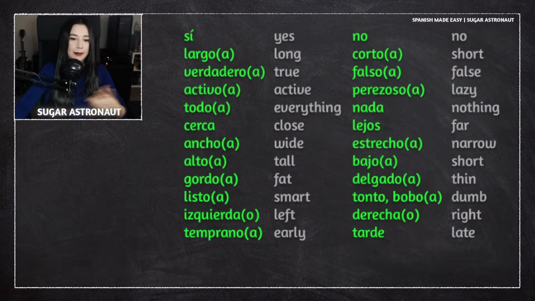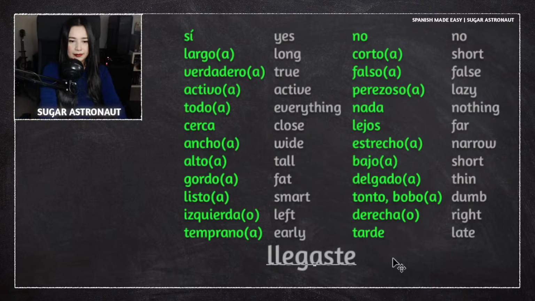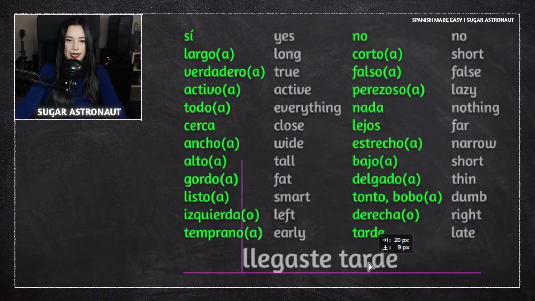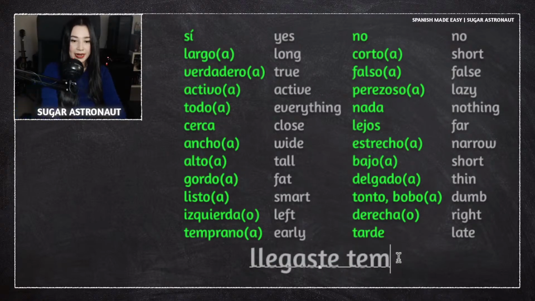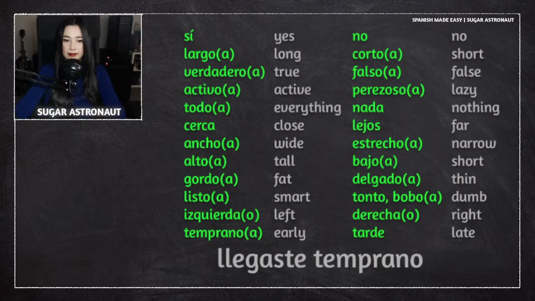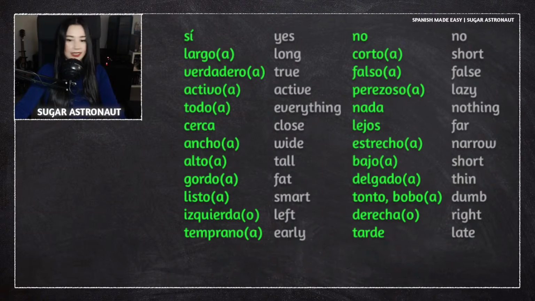Tarde means late. Temprano, tarde. Tarde can also mean afternoon, but it can also mean late. Llegaste tarde. You are late. Llegaste tarde. Or llegaste temprano. You're early. So that's the opposite. It's very crazy, but it's interesting for sure.